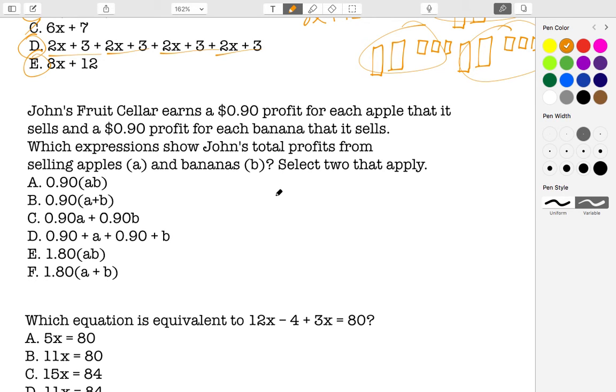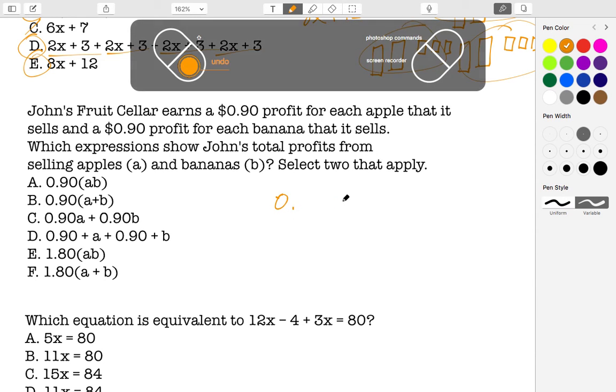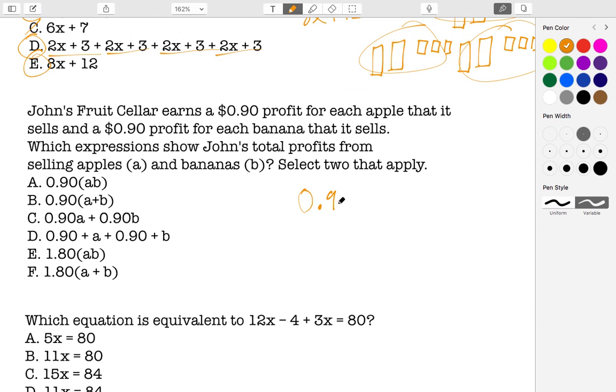Okay, so you have 90 cents in apples and 90 cents in bananas, right? So if you have 90 cents for an apple, we can write the expression as this. Now, would this work for any amount of apples? Would I be able to find the price by just multiplying by 90 cents? How would I find the price for bananas? By multiplying. Okay. Now, how would I find the total of the two?